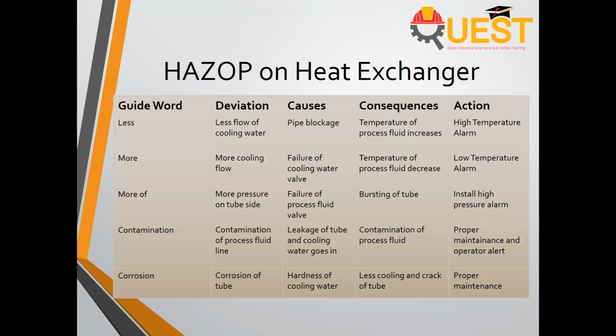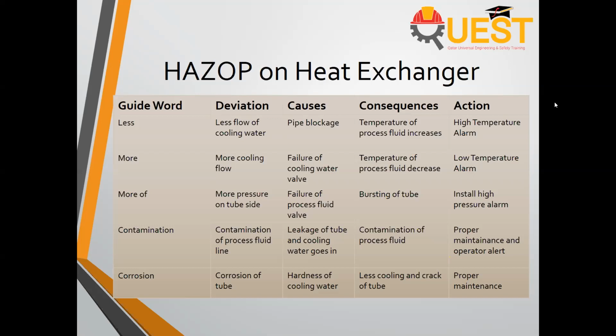So the same thing we'll try to apply over here. We'll have the guide words over here. We'll try to check all of the possible cases, and we have the guide word less. So what happens if there is less flow of cooling water? The temperature of the process fluid increases, and why does it happen? Because of pipe blockage. Maybe there is some restriction in the flow, because of which the flow of the cooling water becomes less.